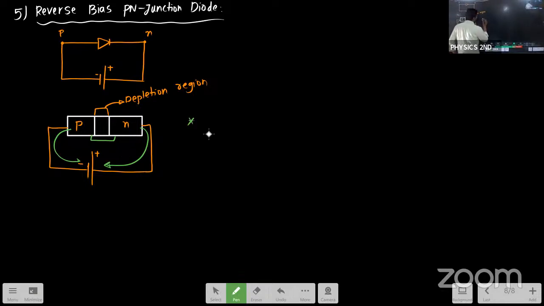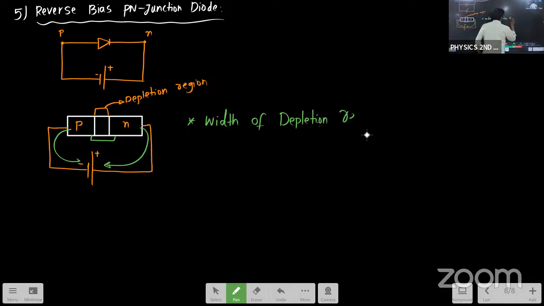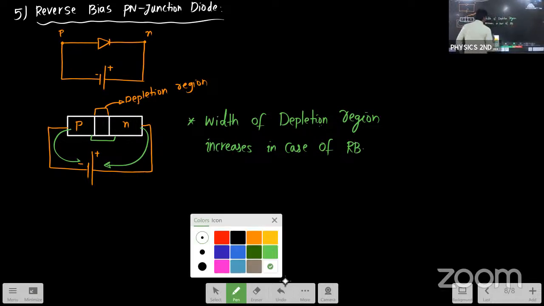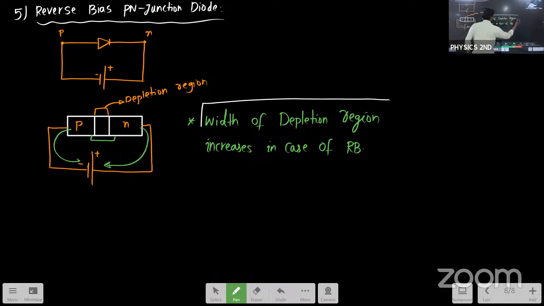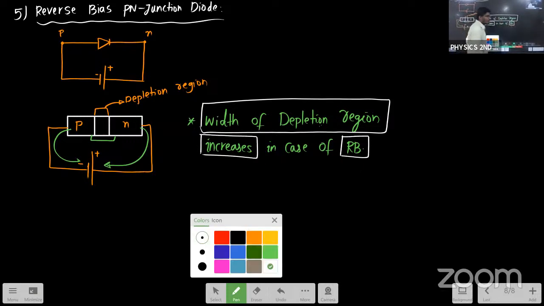So remember, the width of the depletion region increases in case of reverse bias. Remember this. In case of forward bias, the width of the depletion region decreases, whereas in case of reverse bias, the width of the depletion region increases. I hope you are getting this.